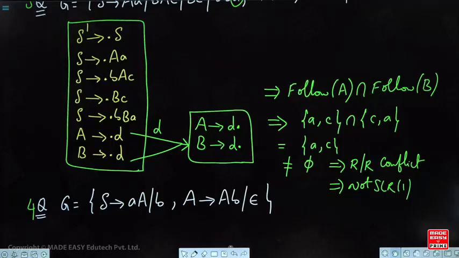Okay, question 3 is having both shift reduce and reduce. Let me check. B dot A dash D dot D dot D. No chance. Question 3, where do you get shift reduce? No, boss. Who is this guy?